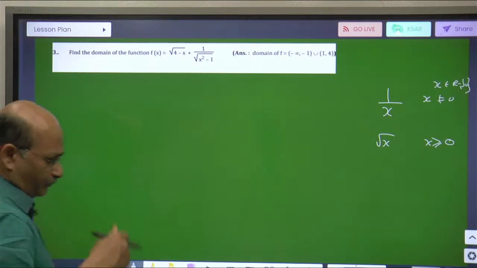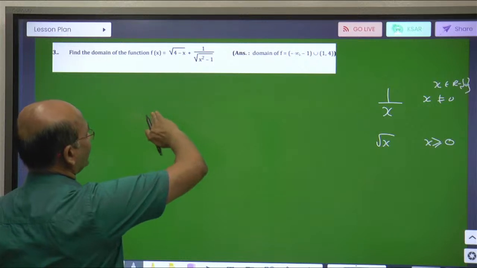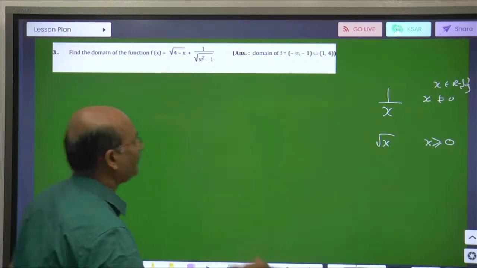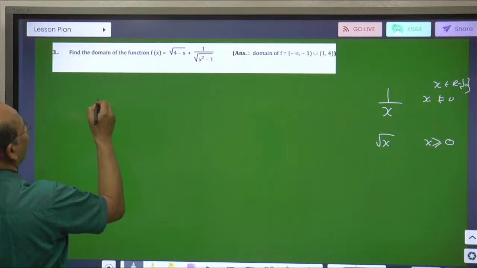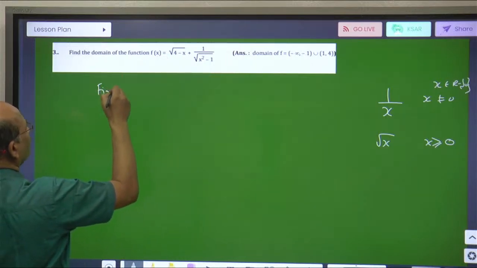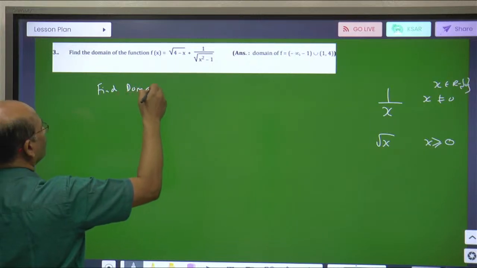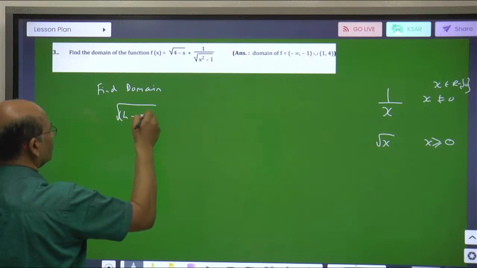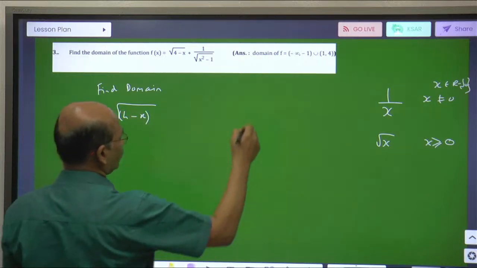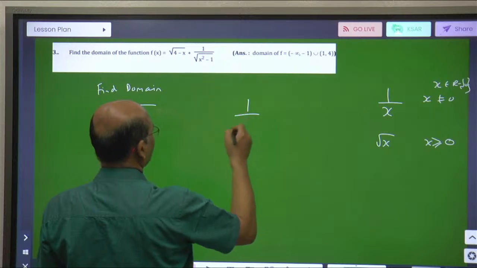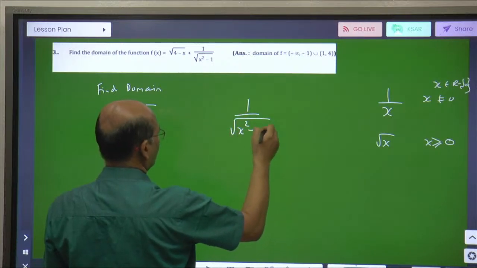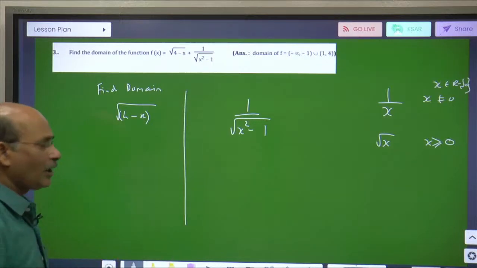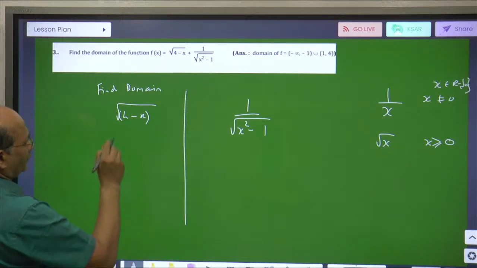First thing is, whenever they ask you to find the domain, I will just break this sum and make it simpler. Suppose I say find the domain of, I am changing the question, root of 4 minus x. And the second question, say 1 upon root of x square minus 1. I am finding the domain now of each one separately. Now pay attention very carefully. First of all, let us talk about this.